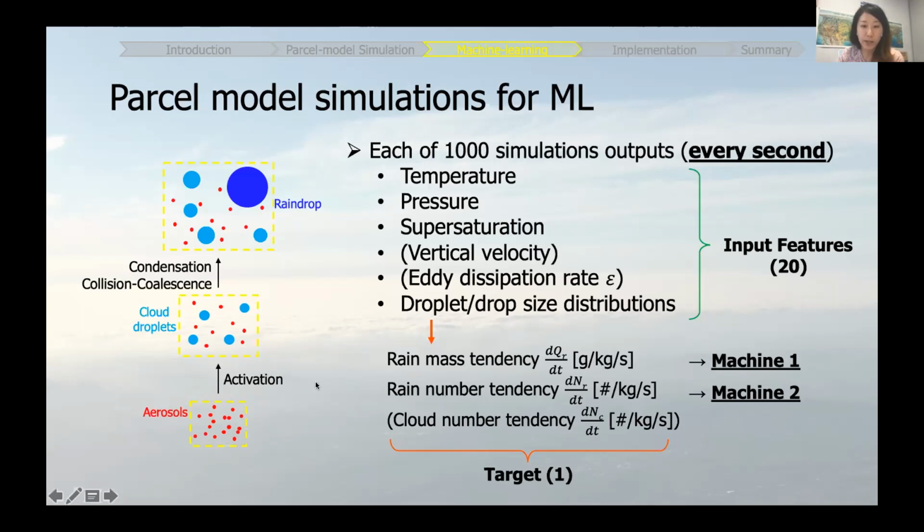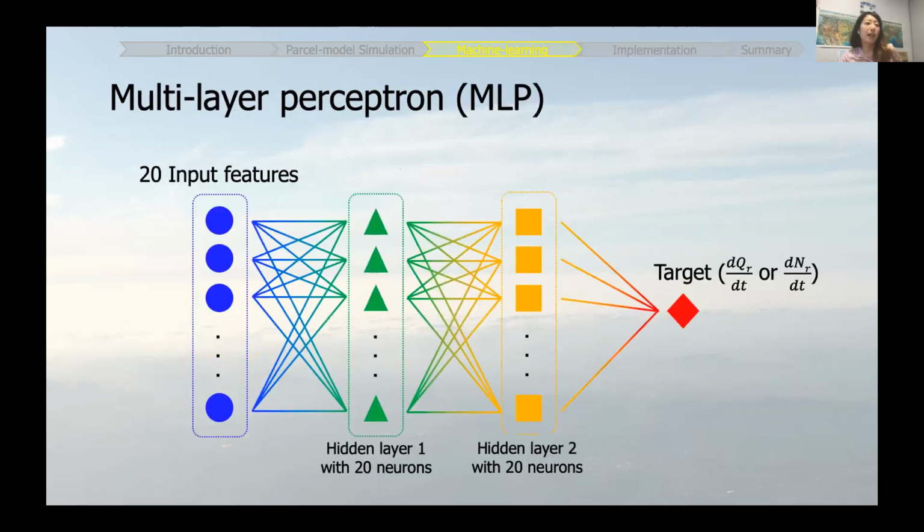So for rain mass tendency dqr dt, I trained machine number 1. So it learned dqr dt as a complex function of 20 input features, whereas machine number 2 learned dnr dt as a complex function of the 20 input features listed above. So if you go to the next slide, I'm talking a little bit about the structure of the trained machine.